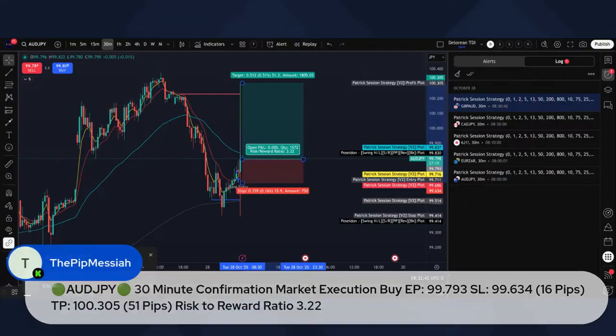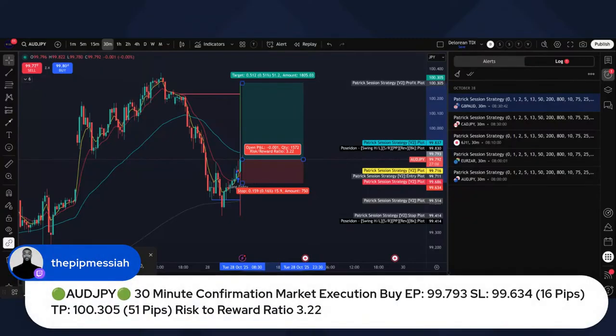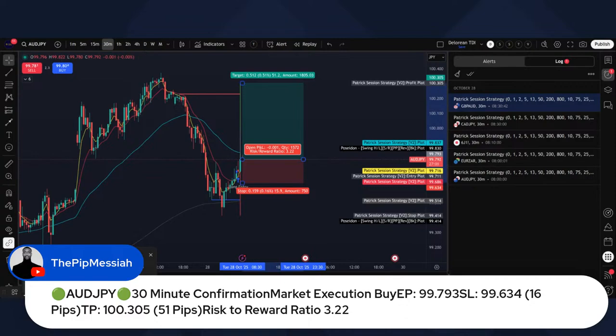I hear you, man. Australian dollar versus the Japanese yen, 30-minute confirmation, market execution buy. Entry price is 99.793. Stop loss is 99.634 for 16 pips. Take profit is 100.305 for 51 pips. Risk to reward ratio of 3.22.